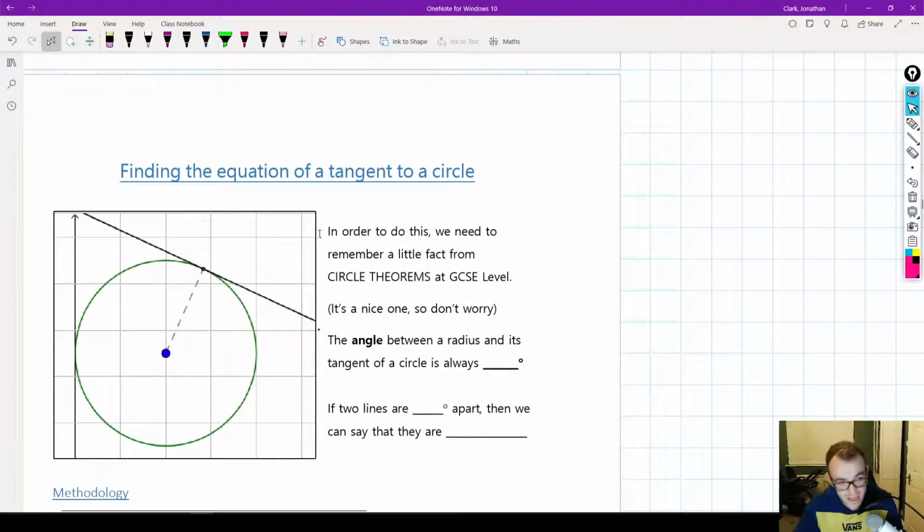Notice we've got the tangent line coming along here, and we've got the radius as a sort of dotted grey line here. Now, the angle between these lines, you may be able to just look at it and see it here. This angle here is a 90-degree angle, right? The angle between a radius and a tangent is always 90 degrees. That's one of the circle theorems. And there's a word for lines that are 90 degrees apart. We can say that they're perpendicular.